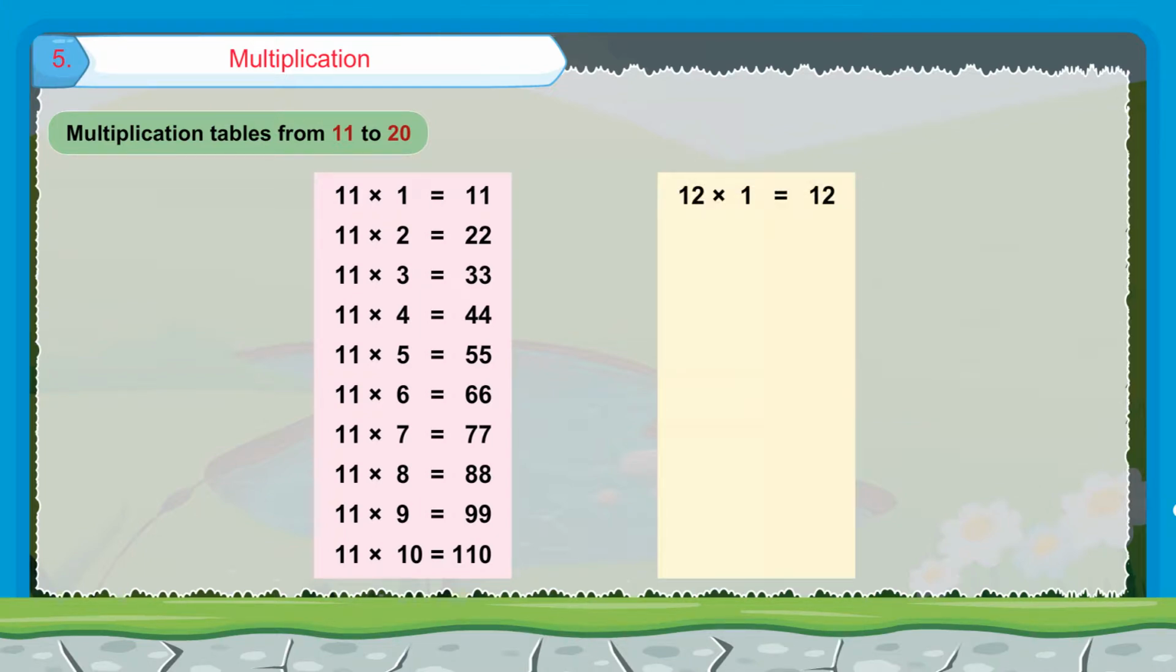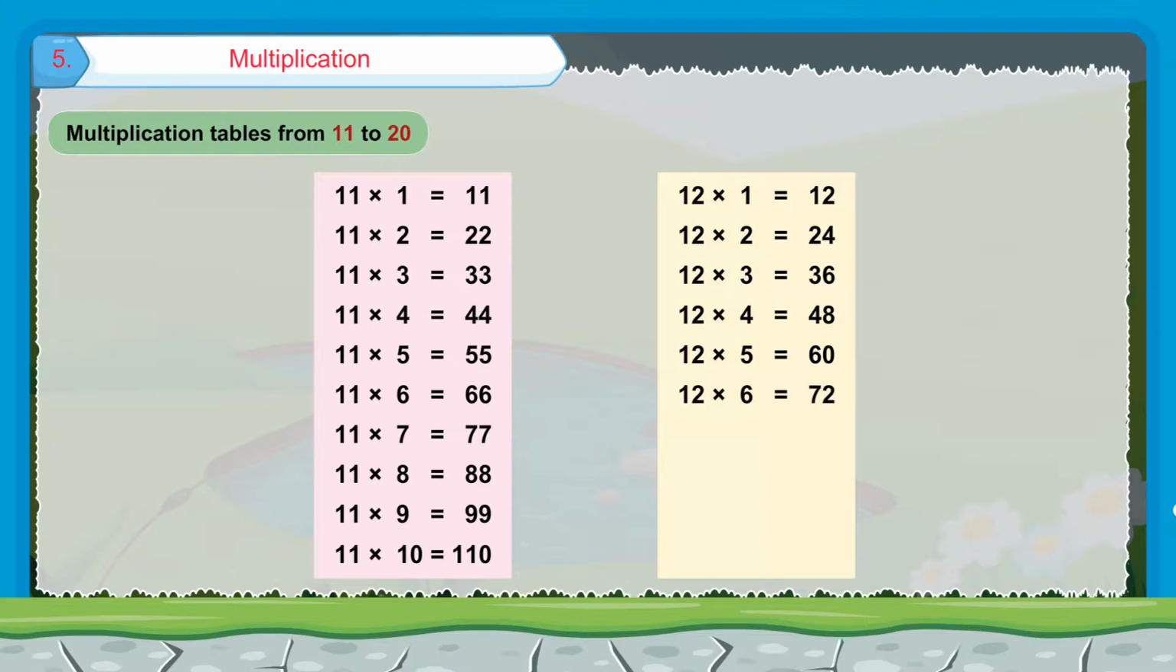12 into 1 is equal to 12. 12 into 2 is equal to 24. 12 into 3 is equal to 36. 12 into 4 is equal to 48. 12 into 5 is equal to 60. 12 into 6 is equal to 72. 12 into 7 is equal to 84. 12 into 8 is equal to 96. 12 into 9 is equal to 108. 12 into 10 is equal to 120.